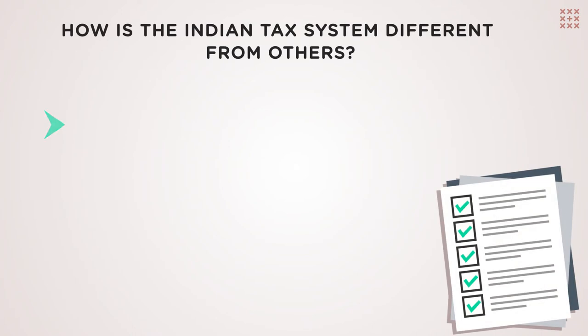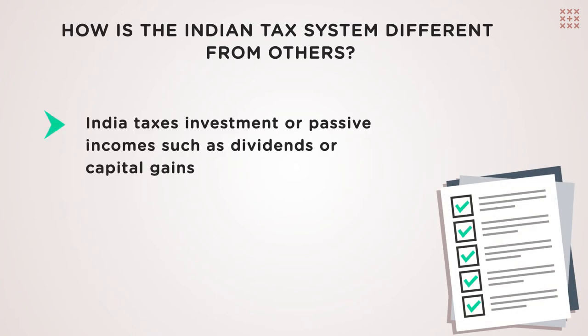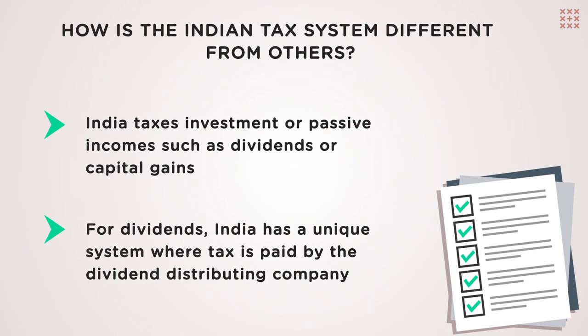In case you're wondering how the Indian tax system is different from others, well, India taxes investment or passive incomes such as dividends and capital gains. And for dividends, the country has a unique system where tax is paid by the dividend distributing company.